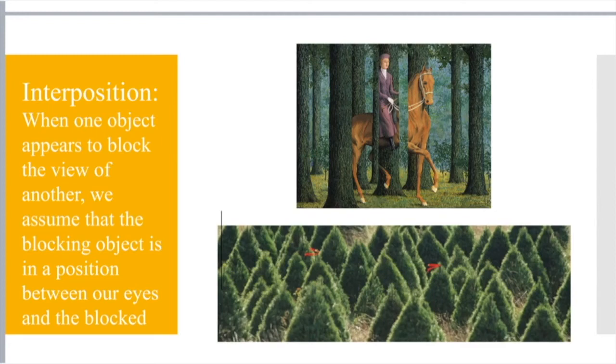object appears to block the view of another. We assume that the blocking object is in a position between our eyes and the blocked object. Therefore, we can perceive depth, right, because the thing that's doing the blocking is obviously closer than the thing that's being blocked, right? This top image here is showing us how an optical illusion can mess with us. And it shows the blank space between the trees in front of the horse and the woman. And obviously our brain is like, whoa, whoa, whoa, that's not right. And we can recognize that's not right because of this idea of interposition.